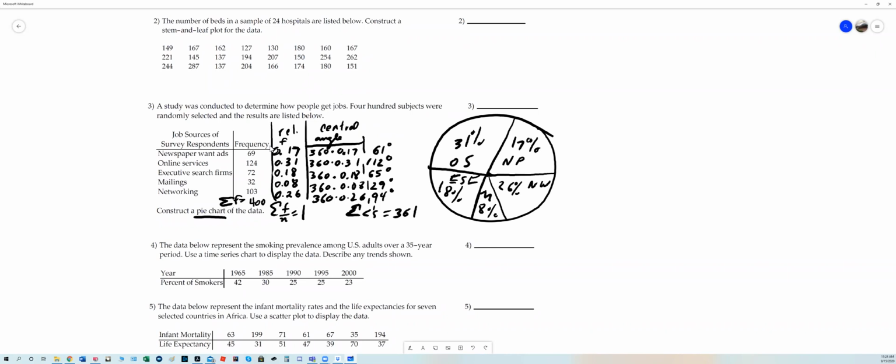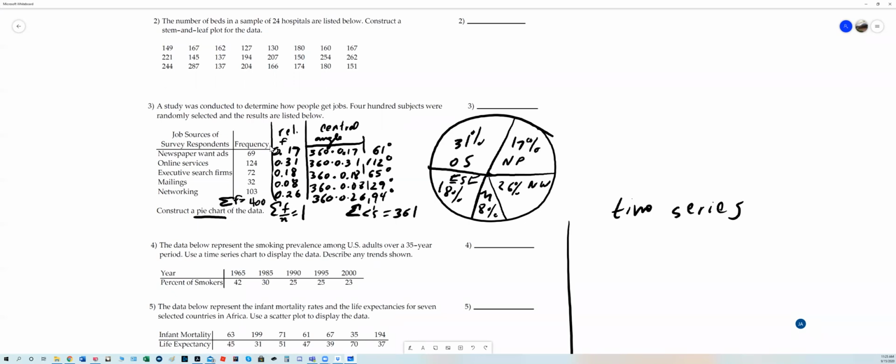Look at number 4. They want you to do a time series. So we have there the years 1965, then you have 1985. Then you have 1990. Time always goes on the horizontal. Then you have 1995. Then you have 2000.